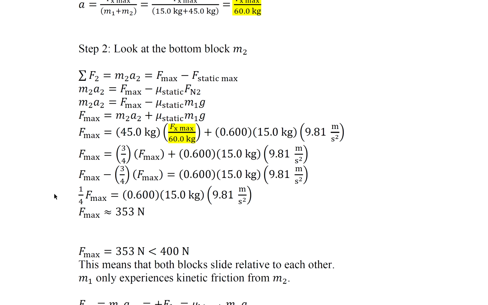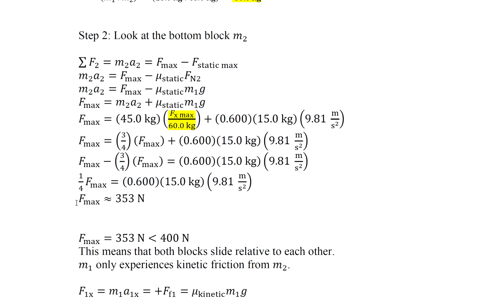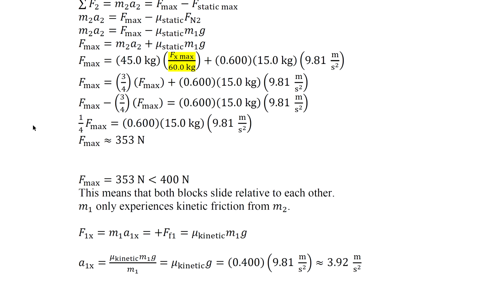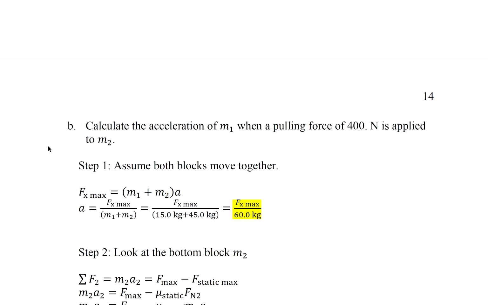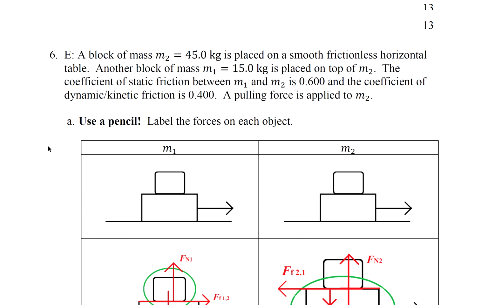And then we have F max is equal to 353, which is less than 400 newtons, which means that both blocks slide relative to each other. M1 only experiences kinetic friction. So the acceleration is going to be 3.92 meters per second squared, because kinetic friction is 0.4.